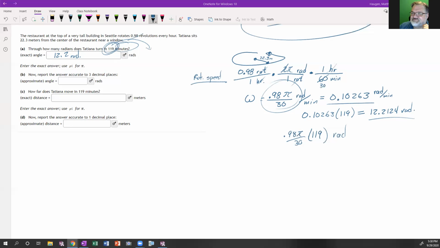Ugh, very ugly number. So what is 119 times 0.98? 119 times 0.98. So, 116.62 over 30 times pi. That's about as much as I would probably clean that up. That's why I hate decimals. They make everything hard. So if you want an exact value, it's not going to be nice and pretty.